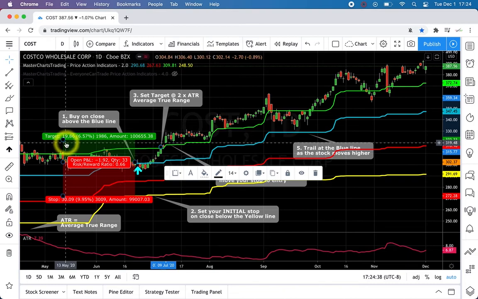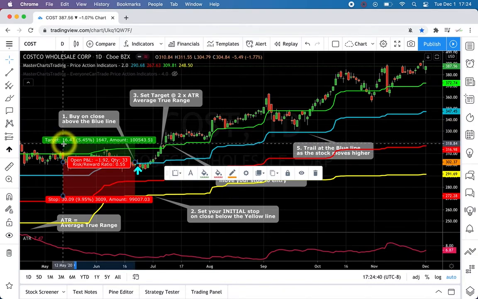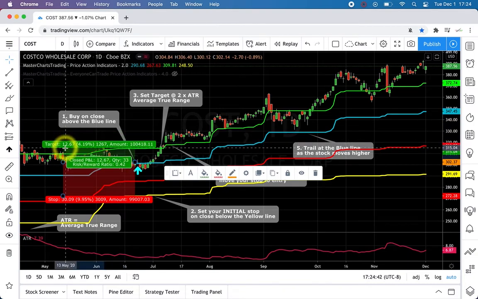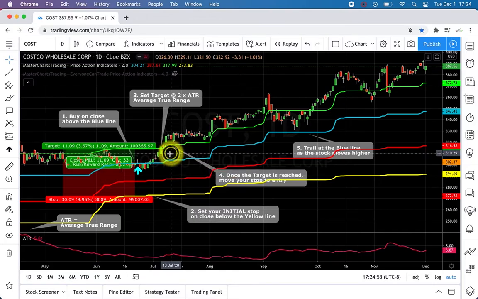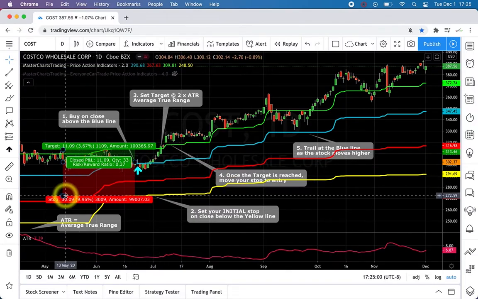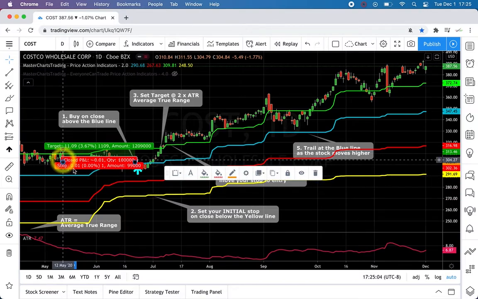So what we need to do is adjust our target to around $10. And you can see it's very manageable. It's barely there. So there's where our target was, around $10. So on June 6th, or maybe June 7th, our target was reached. At that point, we're going to move our stop from the yellow line to our entry.